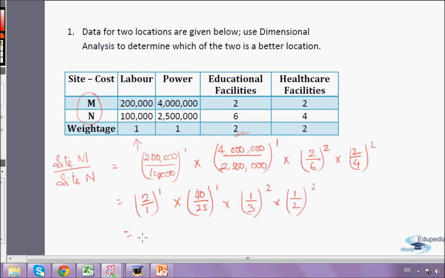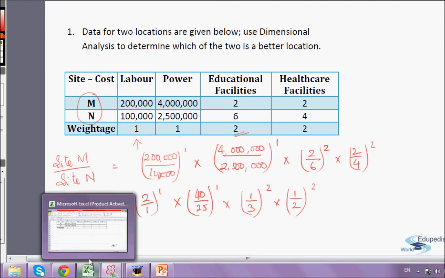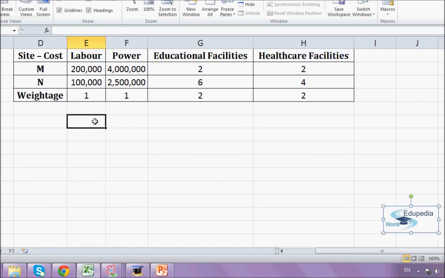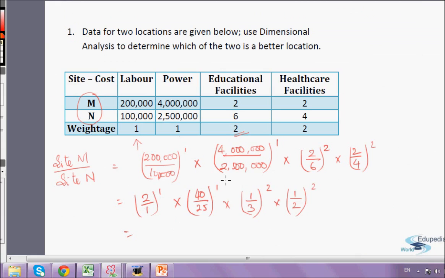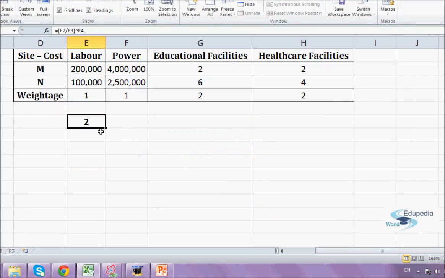Let's solve this on an Excel sheet. Of course it's trivial to do it here itself, but let's understand how we can do it on an Excel sheet. It's very simple. You can just put it in the formula here. You have the cost of labor of both the sites M and N here. That could be written as the value here divided by the value below it for N, raised to the weights given here. Again, we have the same value here, it's 2. Next, I can just drag this because I'm going to use the same formula for all these cells.